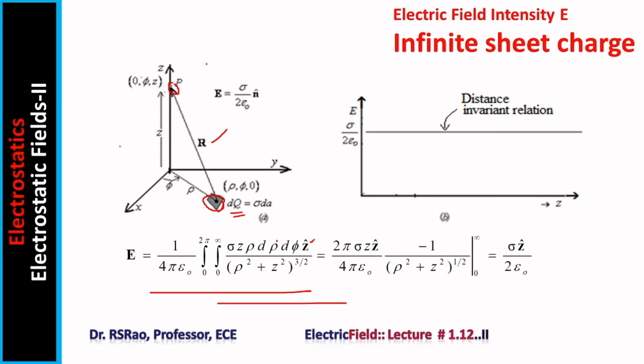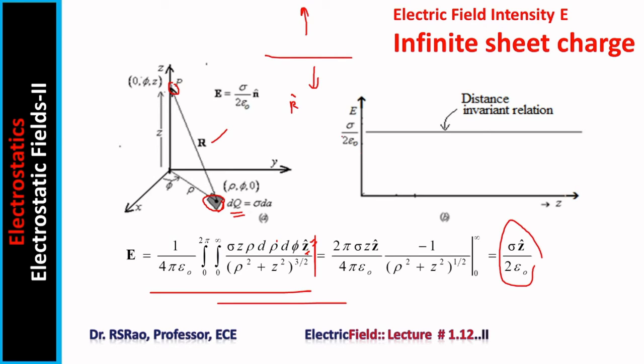We considered here, note, only z component. r cap has both rho and z components, but as already mentioned, rho components get cancelled, leaving behind only z component. That's why we considered only z component. After integration, we are left with sigma by 2 epsilon naught z cap. So this is the expression when field point is above the sheet. If the field point happens to be below the sheet, here you will be getting minus. So if you consider a sheet, above it is upwards, below it is downwards.